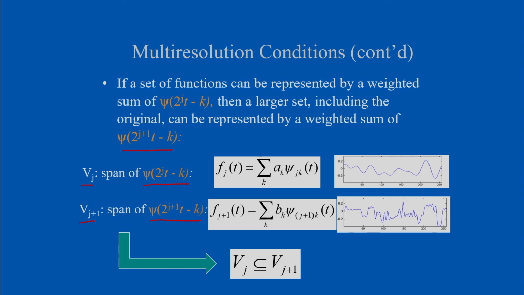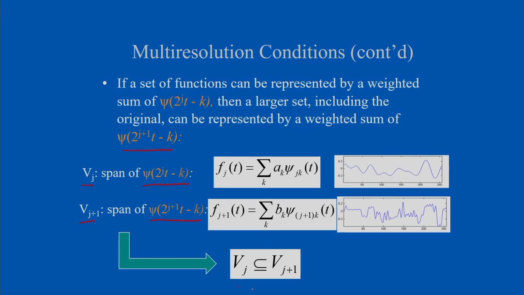The small set is Vj, and corresponding to this I have to consider the basis function. The basis function is psi of 2 to the power j into t minus k. But if I consider one larger set, that is Vj plus 1, then in this case I have to consider the basis function psi of 2 to the power j plus 1 into t minus k.